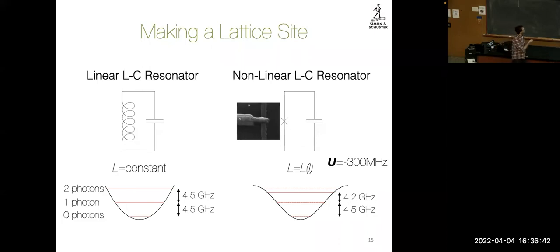So if you take nothing else away from this story, this is a nice thing to take away. But then you're like, but John, I see three levels here. In what sense is this a qubit? It should have two states. Well, the point is, because it's anharmonic, because this 4.2 gigahertz is different from the 4.5 gigahertz, if I excite it from the ground state to the first excited state, that will not resonantly take me from the first excited state to the second excited state. So it creates an effective two-level system that I can use as a quantum computer.